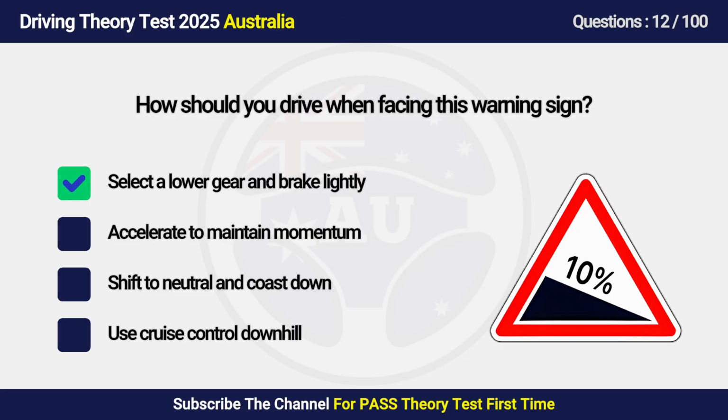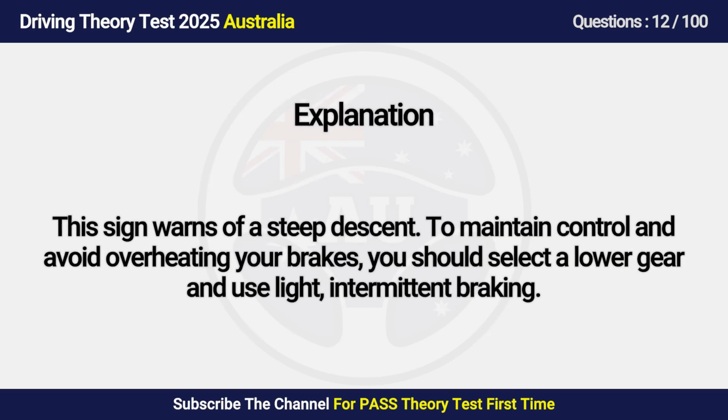Answer is A. Select a lower gear and brake lightly. This sign warns of a steep descent. To maintain control and avoid overheating your brakes, you should select a lower gear and use light, intermittent braking.